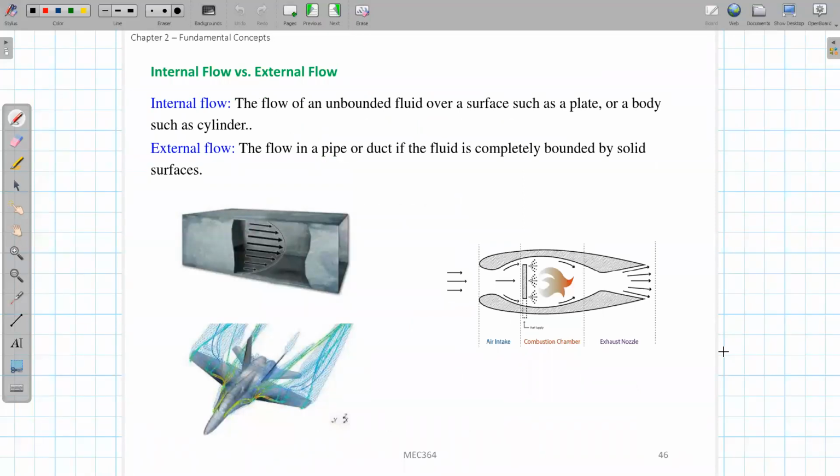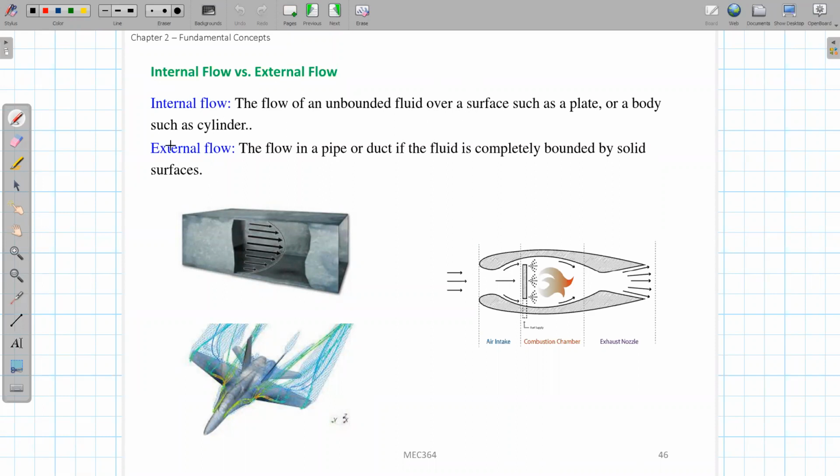the geometry of the flow field. We can determine the flow to be either internal flow or external flow. What does internal flow mean? Internal flow means that the fluid flows inside a bounded surface area.